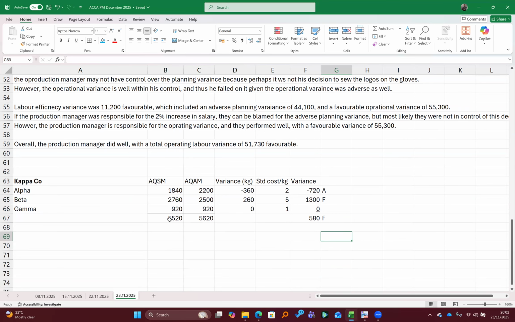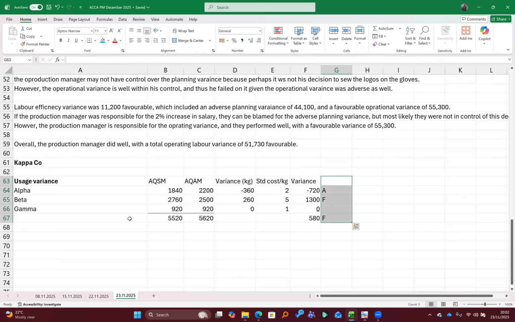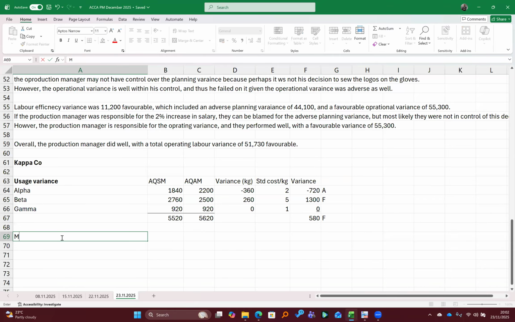So this is the total material usage variance. Here we are calculating the usage variance, and it is favorable. But as you know, they were not providing explanations; they just give you variances. So we need to explain why that's not good and how to better represent this. But for now, let's calculate the mix variance.